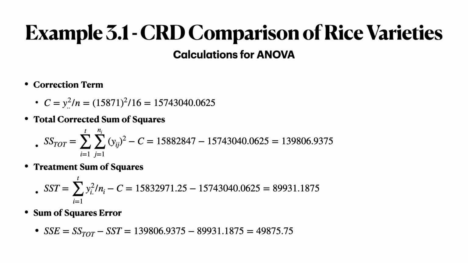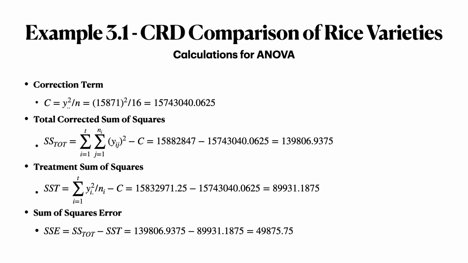Now, to get the total corrected sum of squares, we calculate the uncorrected sums of squares for the total, which is that first term, and then we subtract from that the correction term, c, and so we get, you can see here, 139,806.9375. To get the treatment sum of squares, we calculate the appropriate uncorrected sum of squares for the treatments, which is that first term, and then we subtract from it the correction term. And so you can see here that the treatment sum of squares is 89,931.1875.